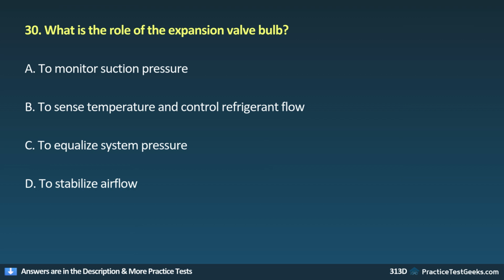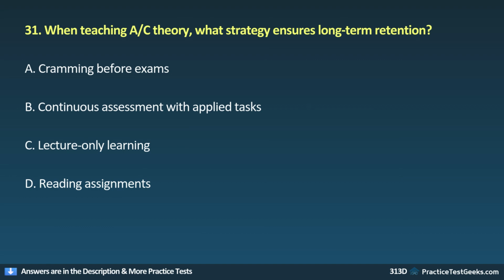30. What is the role of the expansion valve bulb? A. To monitor suction pressure. B. To sense temperature and control refrigerant flow. C. To equalize system pressure. D. To stabilize airflow.